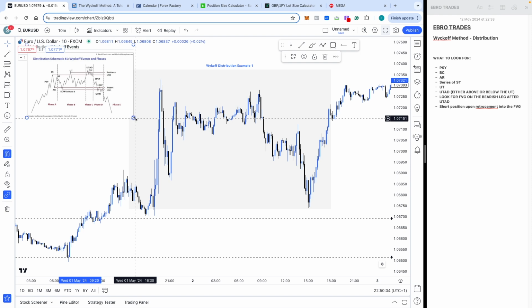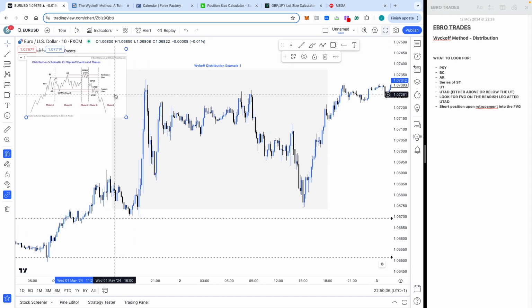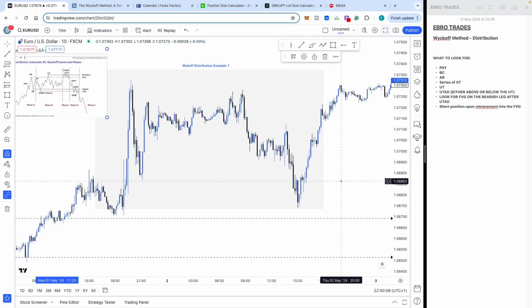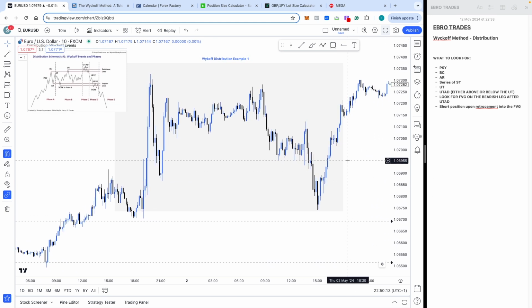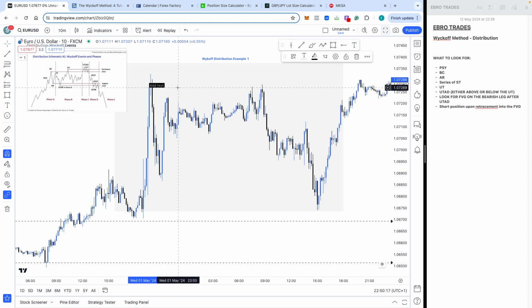So the schematic is going to stay over here just so we can label this. But hopefully, if I can just fix this. So Wyckoff distribution, example one. Here is our buyer's climax. So we see our buyer's climax. And this is how I want you to backtest.